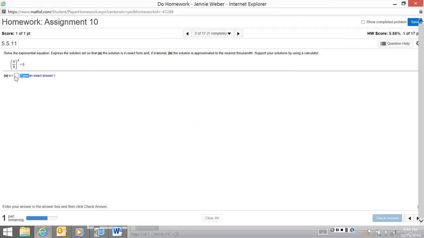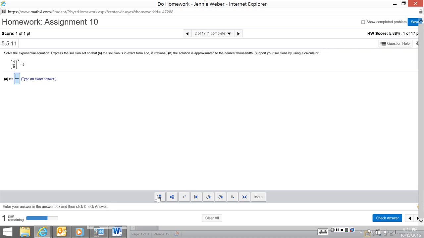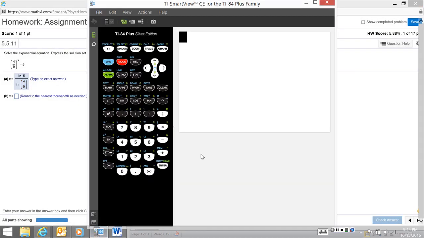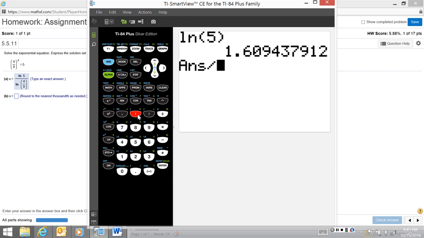So I can put that in here, and I'm going to have ln of 5 over ln of 4/9. Now to find the approximate solution, bringing up my calculator here, I'm going to first do ln of 5, and then I'm going to divide by the ln 4.